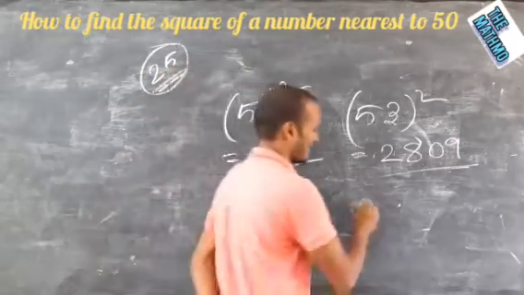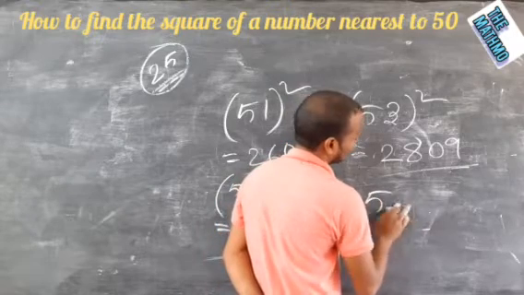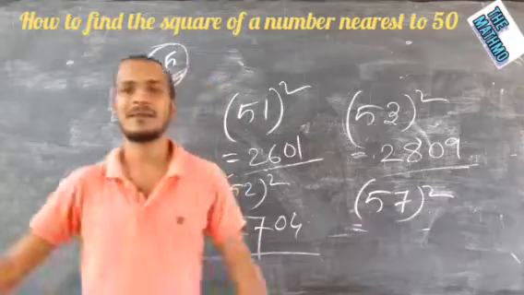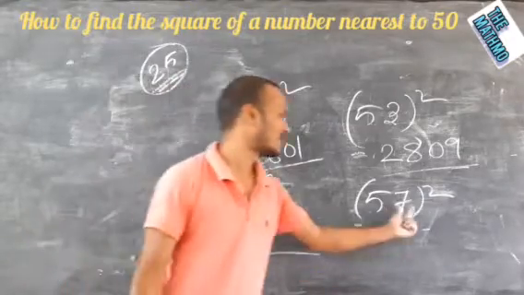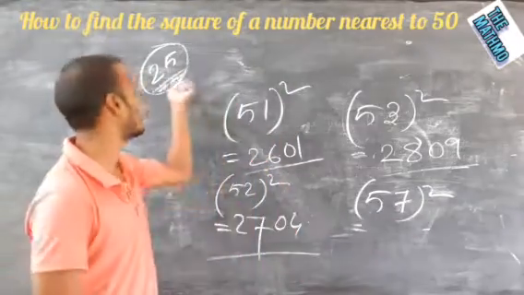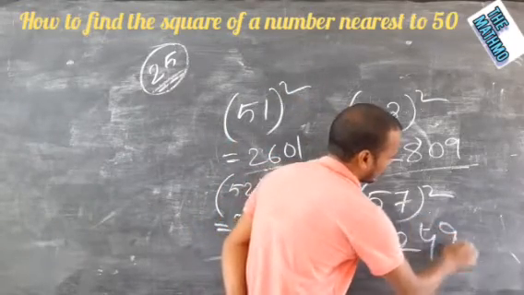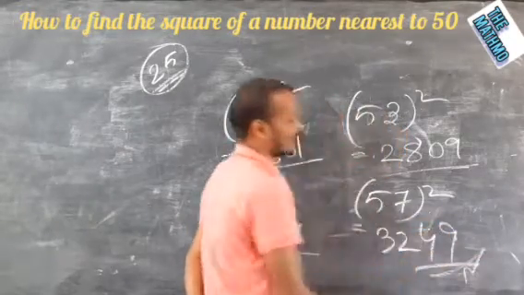Let us find this one. Say 57. What will it be? How much more? 7 more. So add 7 to 25. It's 32. And the square of 7 is 49. So that's your answer.